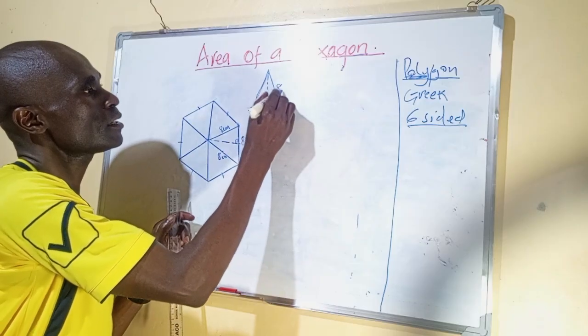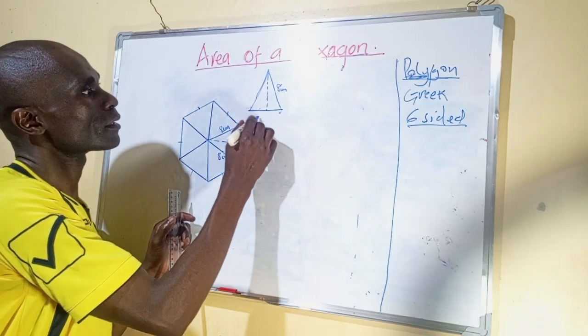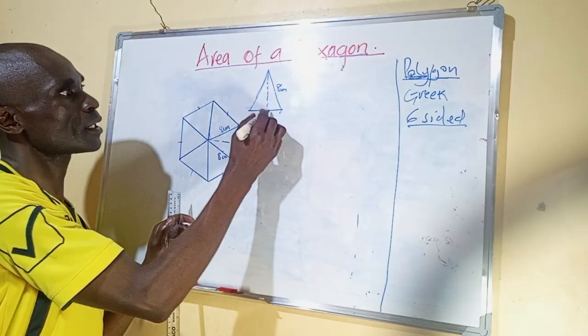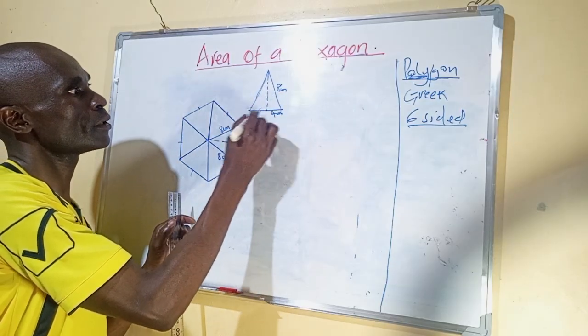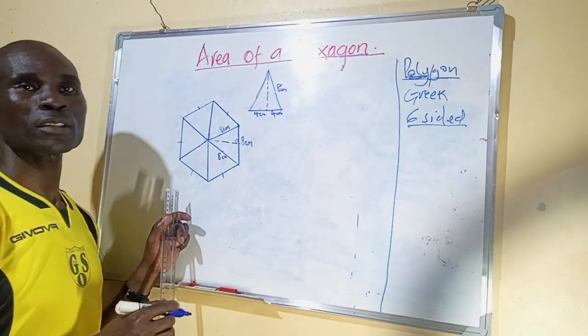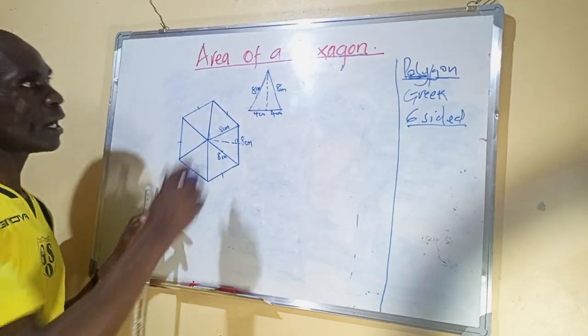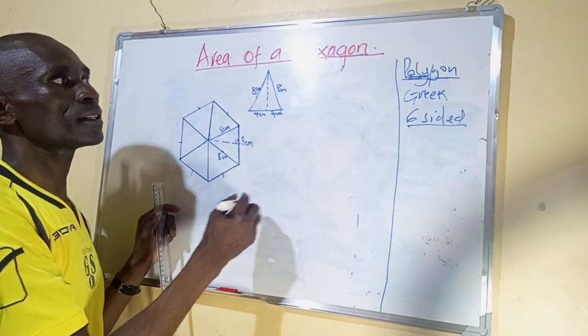So this is 8, and this is also from here to here is 8 because we have dropped the perpendicular. So this will be 4, and this will also be 4 centimeters. So this is 8, this is also 8. Now, how do you get the area?